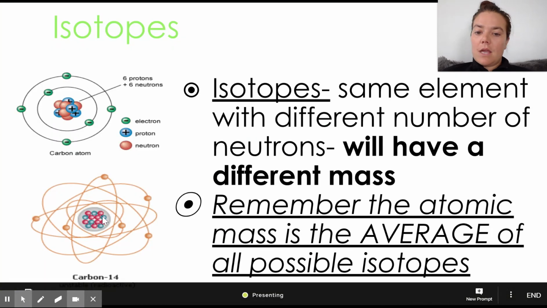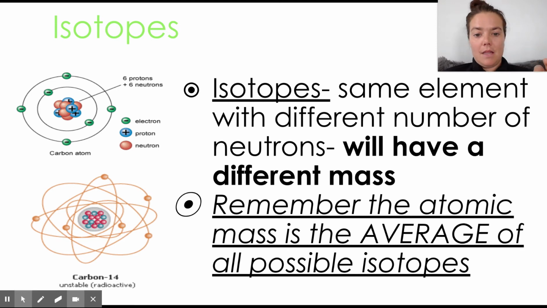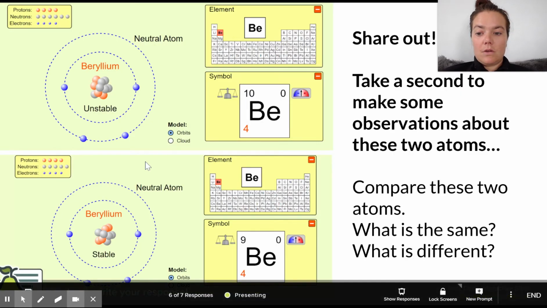What this describes are isotopes. Isotopes are when you have the same element, so the same number of protons, but the neutrons are different. And because the protons and the neutrons tell you the mass, if you change the neutrons, you're changing the mass. And that's exactly what we saw here. This had a mass of 9. This had a mass of 10 because it had one more neutron.